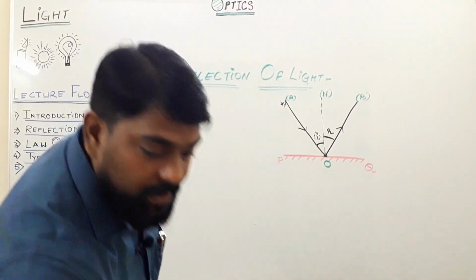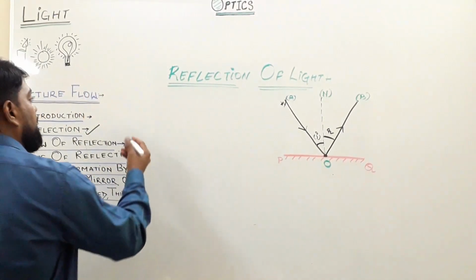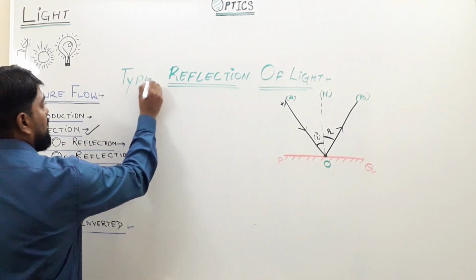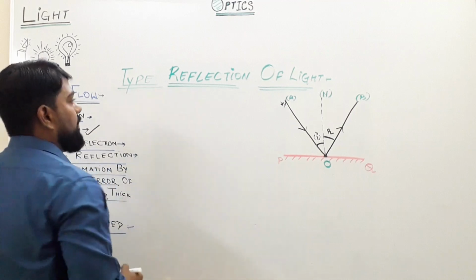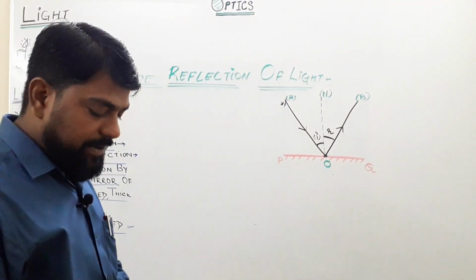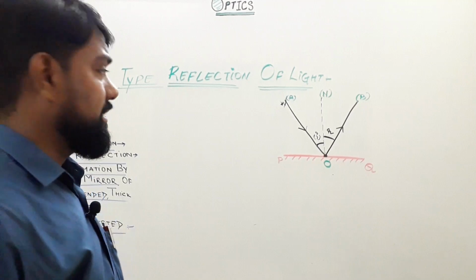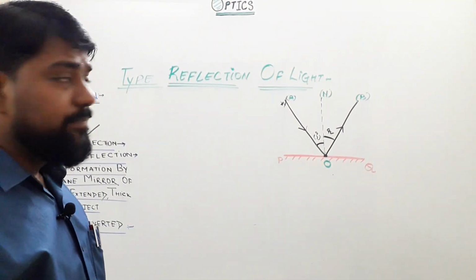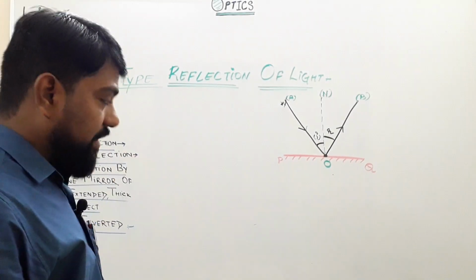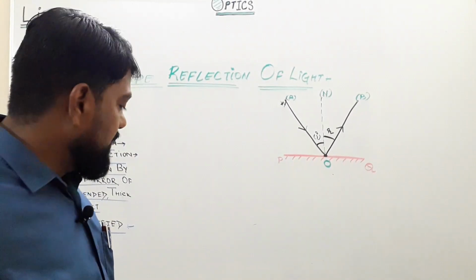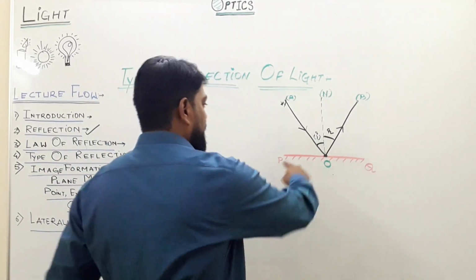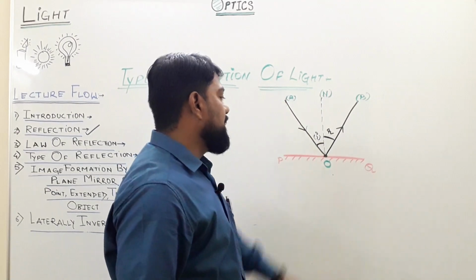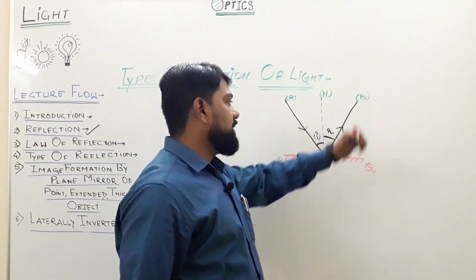Now, we will discuss the types of reflection. Whenever reflection takes place, there are two different types of reflection. So we will discuss those two types here. In the first, we can see that an incident ray, when it strikes any plane polished surface, is reflected back in the same medium.